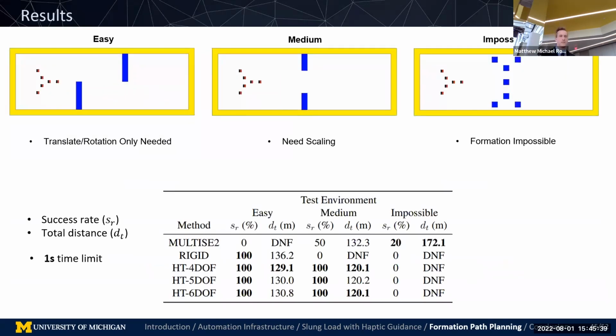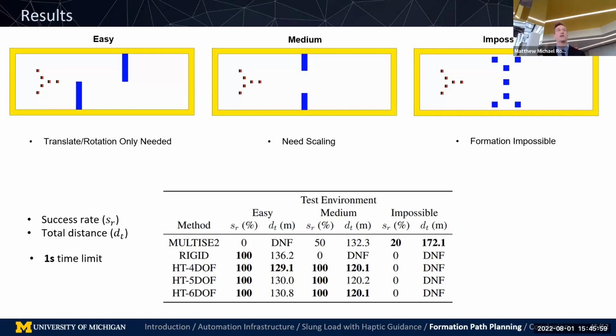So here are the results. What you're seeing is a table of both the success rate and the total distance traveled with the 1 second time limit. The rigid formation did all right with about 136 distance, but clearly the 4, 5, and 6 of our proposed methods are pretty tightly bound right there as the best method.